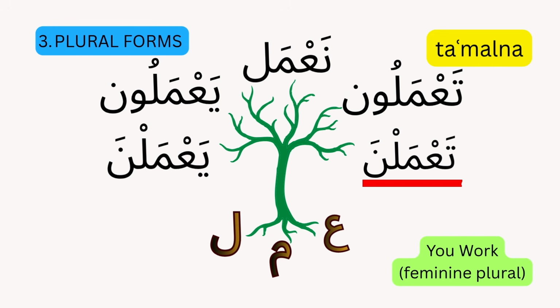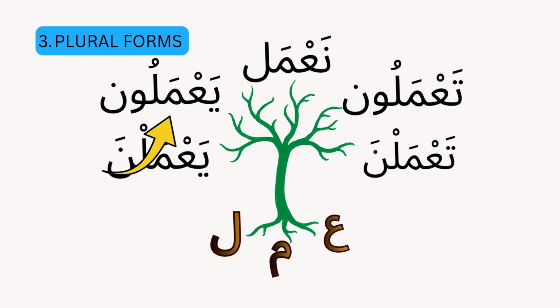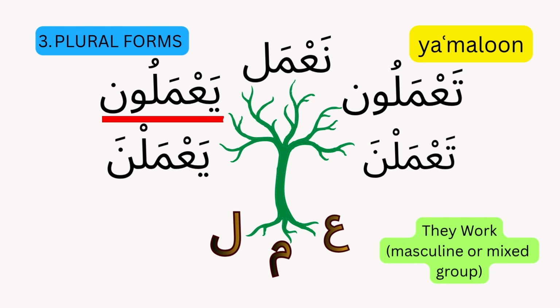Now let's look at this word. تعملن. We add ta at the beginning and noon at the end to show that you, feminine plural, are doing the action. You work. Now let's look at the next word. يعملون. We add ya at the beginning to show that they are the ones doing the action and waw noon at the end to show that it is plural, masculine or mixed group. They work.